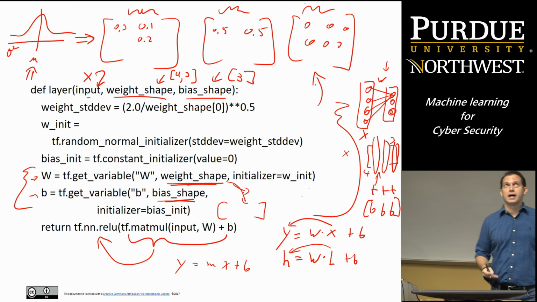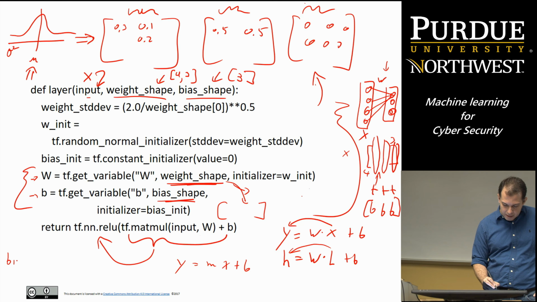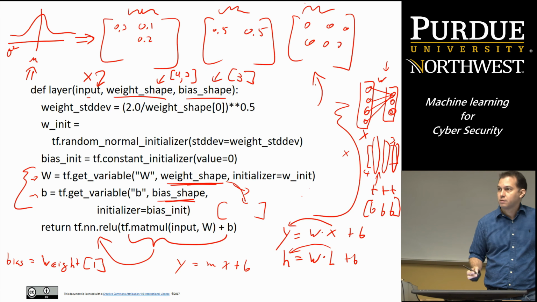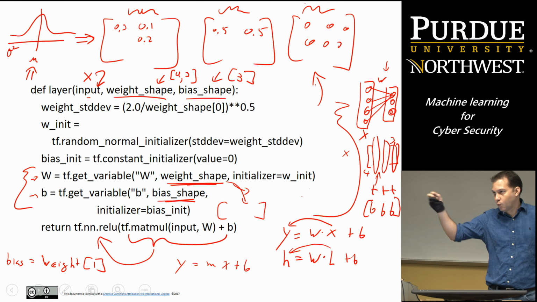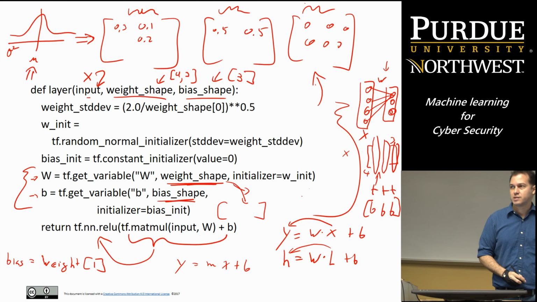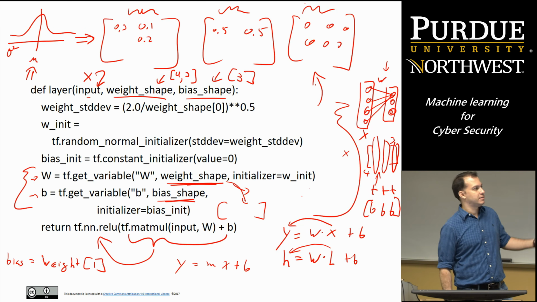So how would you write that code? It would be, so bias is equal to weight shape 1, right? So weight shape 1, when it's 0 and a 1. So it just takes the one part of weight and assigns it the bias. Yeah, that's exactly what I was wondering. Yep, that's what it is.